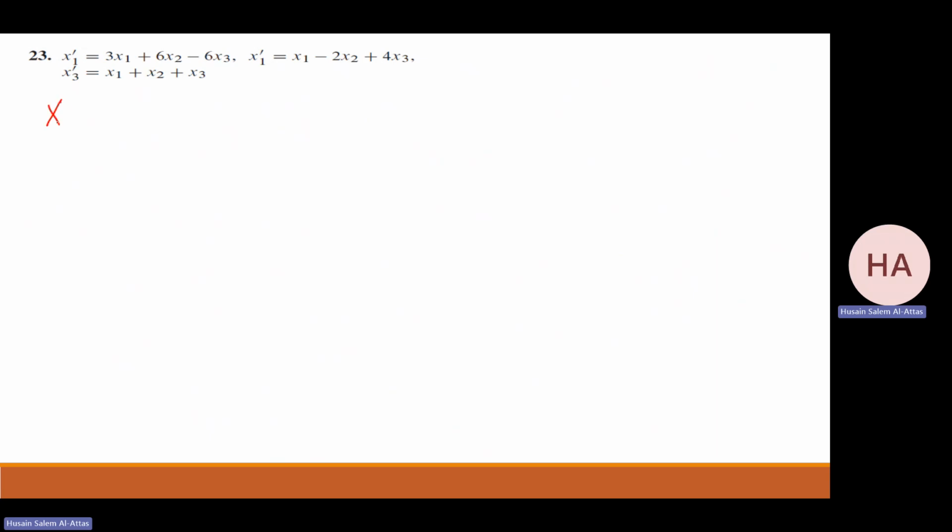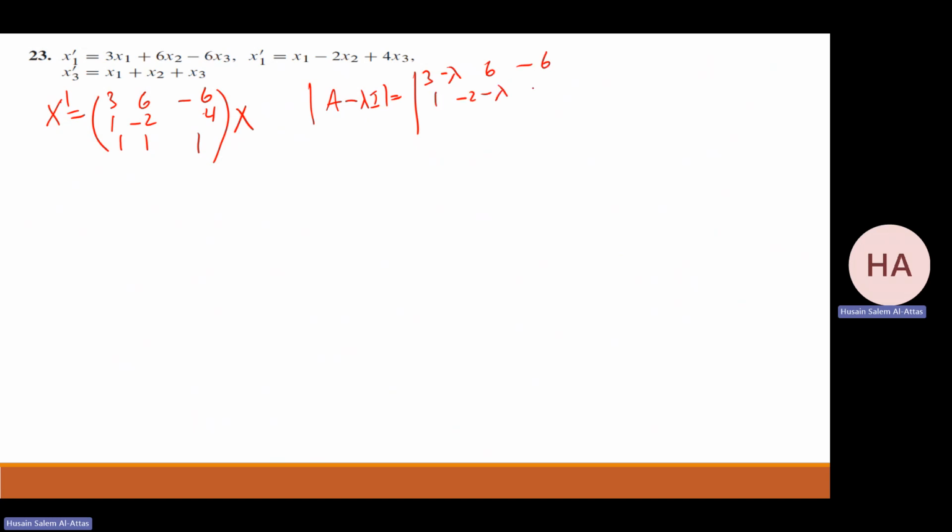This one, what will happen? X prime equals (3, 6, minus 6), (1, minus 2, 4), (1, 1, 1) times x. So this is my A. Okay, solve the system. That will be what? 3 minus lambda, 6, minus 6, 1, minus 2 minus lambda, 4, 1, 1, 1 minus lambda.